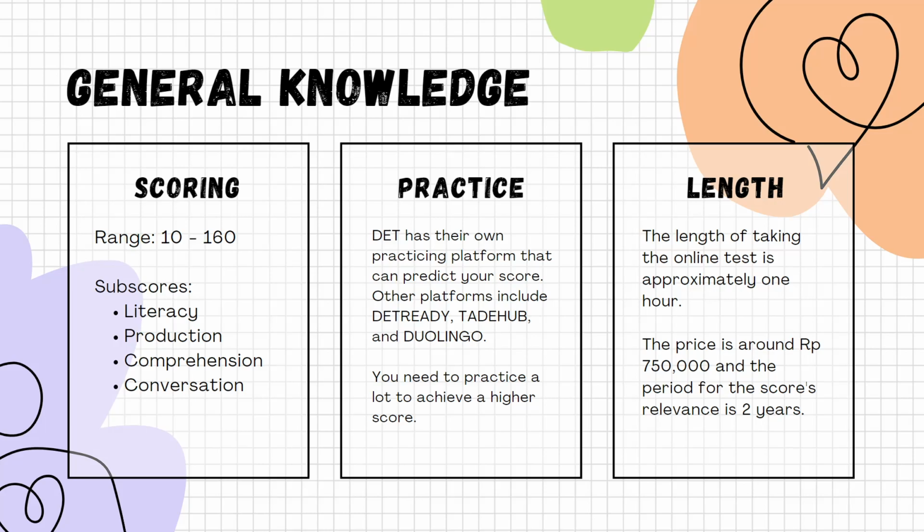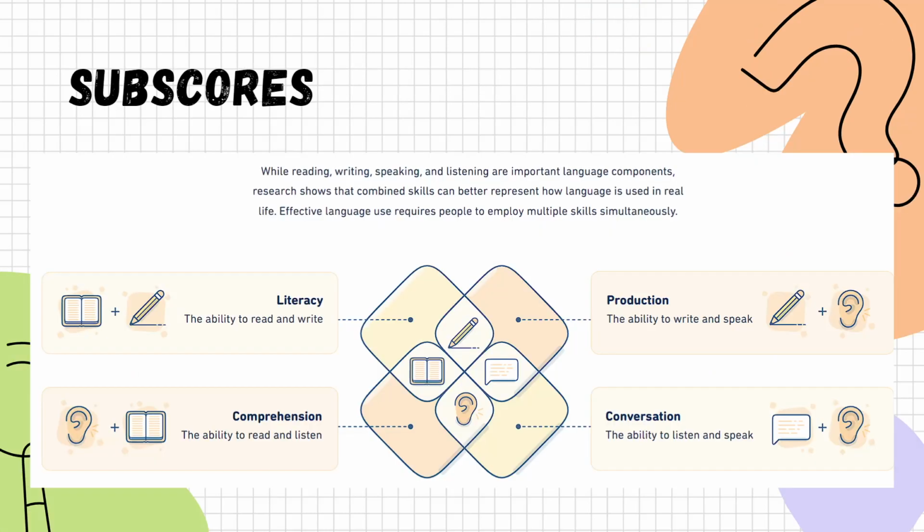So the score is invalid in 2 years, but the track record is not invalid. The track record will always be there and it can always be in your CV, but you have to put the period of date when you actually took the test.